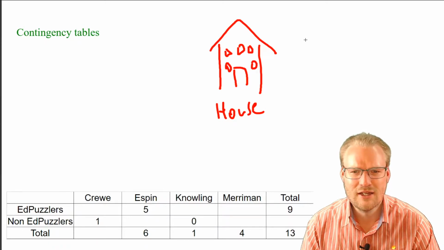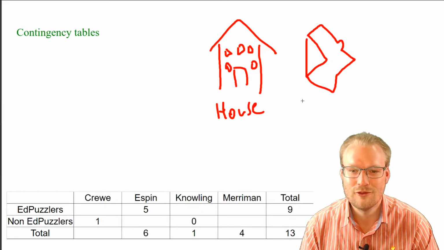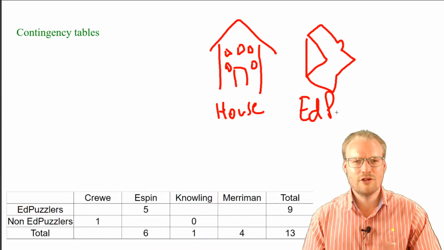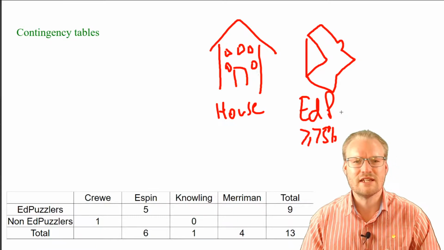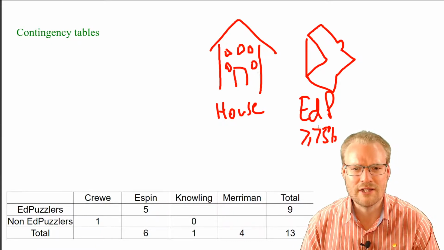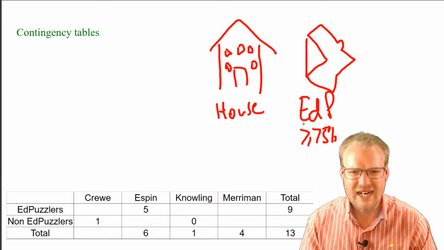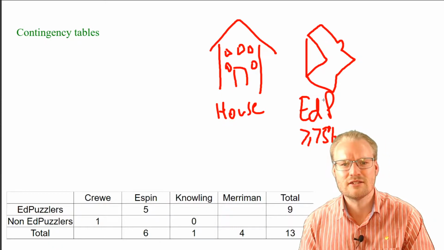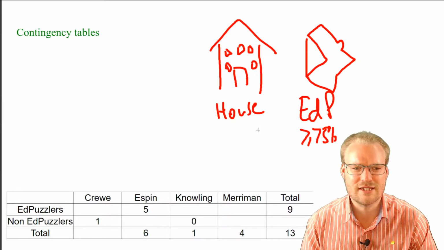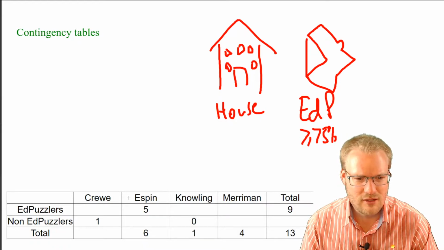Now Ed Puzzlers, I'm going to say, now the Ed Puzzle logo, I think looks something like that. So I'm going to term somebody an Ed Puzzler if they've done at least 75% of the Ed Puzzles. And let's look at this data to say, how would we show how many people in a certain house are Ed Puzzlers, how many Ed Puzzlers are from a certain house, etc. So I prepared a table here that's missing some numbers.